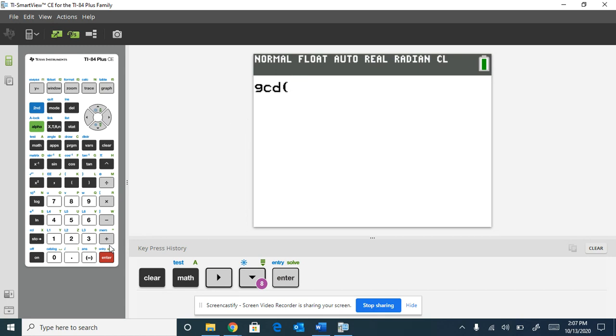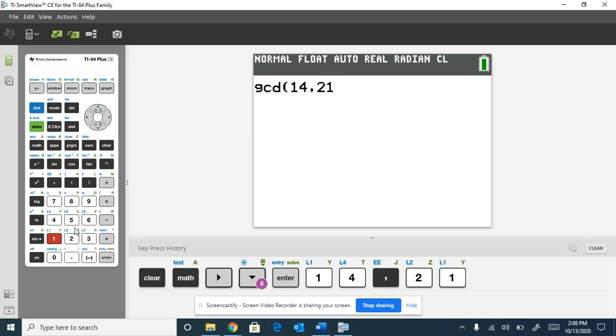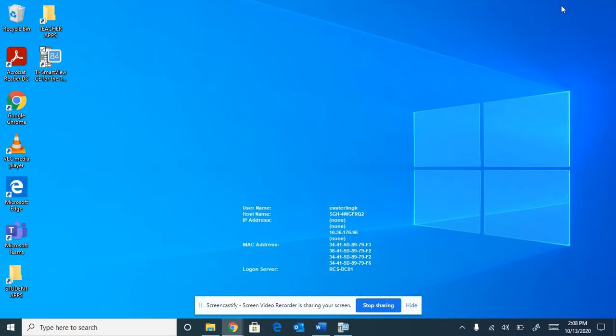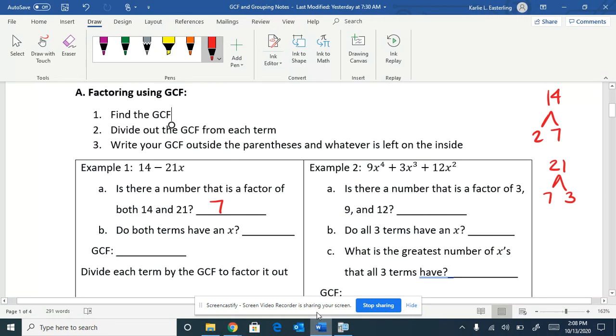The numbers that we were looking at were 14, so you're going to type in a 14. Then the comma that's between the x squared and the parentheses, you're going to need to know where that is. And then 21. It is negative 21 in the problem, but we are just going to type in positive 21 in the calculator so that it'll give us an answer. Then you close out your parentheses and hit enter. It says greatest common denominator, but it's still giving us that 7 because that is the greatest common factor here. So 7 is correct.